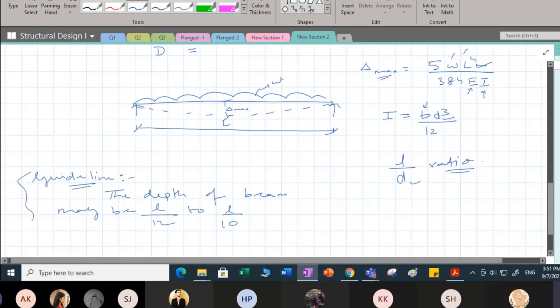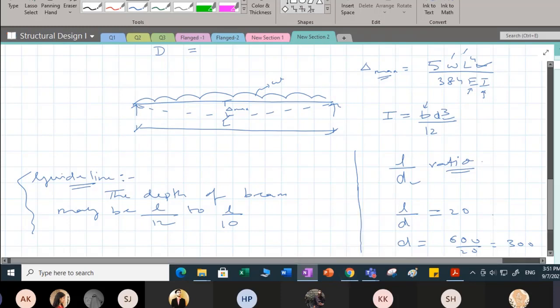But if you are not very convinced with this guideline, what I can suggest is you can take L by D equal to 20. From here you can see your effective depth D will be 6000 divided by 20, which is going to be 300 mm. So you can start your trial dimension with effective depth D equal to 300. But later you will find that you have to revise this calculation based on those check requirements.